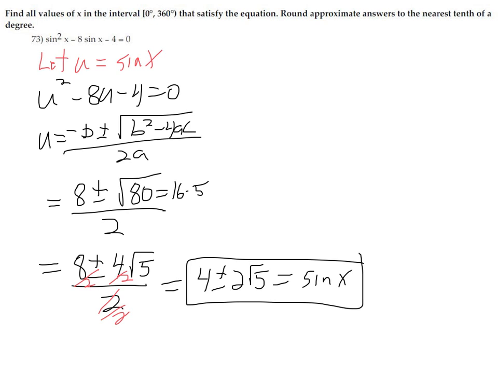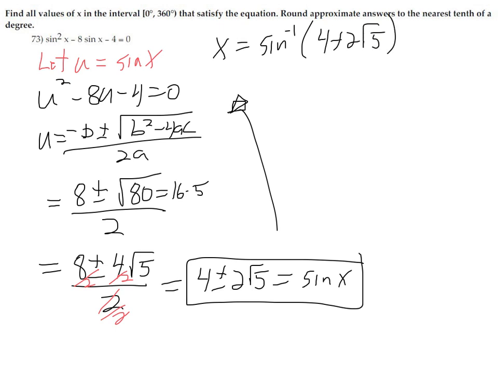Approximate to the nearest tenth of a solution. So we need to now, take you back up here. That's a weird looking arrow. There we go. We need to work out x equals arc sine of 4 plus 2 square root 5, but also arc sine of 4 minus 2 square root 5. There are two different solutions, so we have to work them both out on our calculator. So let's take a look.